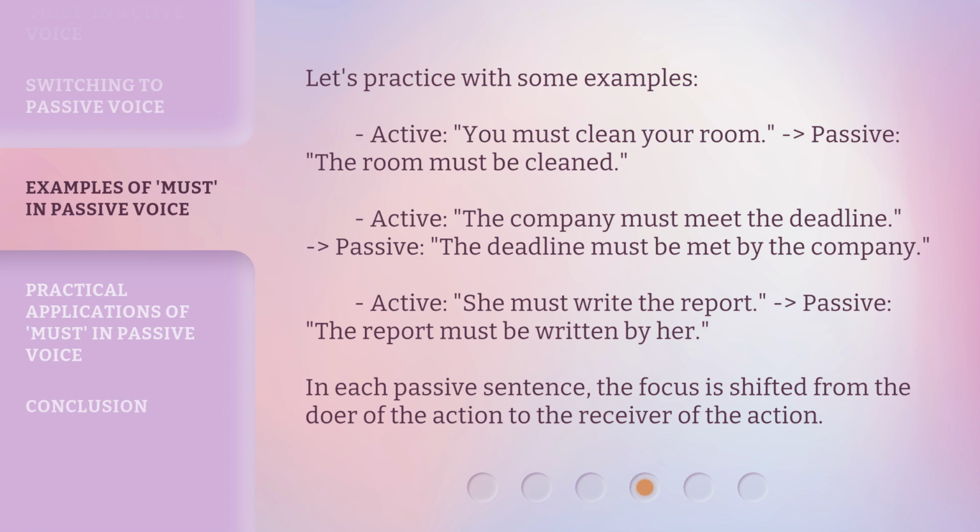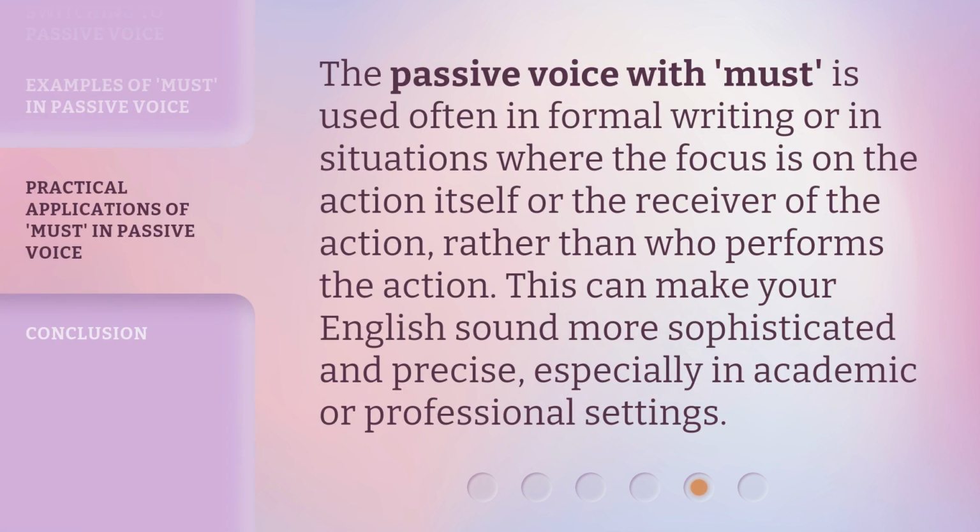In each passive sentence, the focus is shifted from the doer of the action to the receiver of the action. The passive voice with must is used often in formal writing or in situations where the focus is on the action itself or the receiver of the action, rather than who performs the action. This can make your English sound more sophisticated and precise, especially in academic or professional settings.